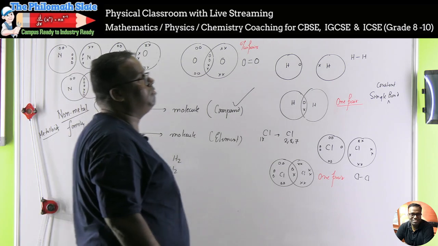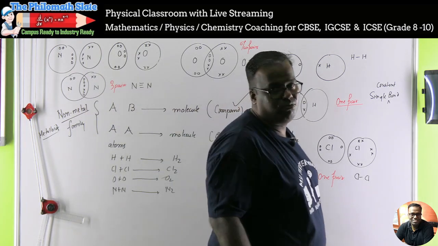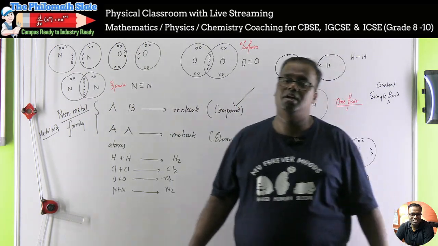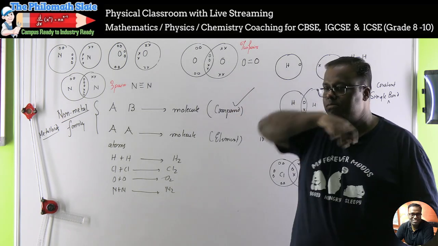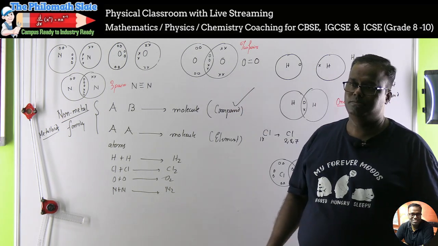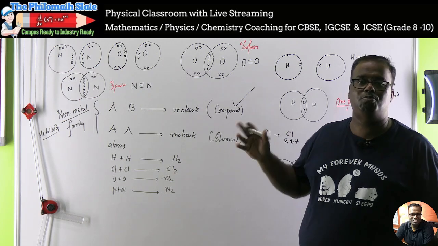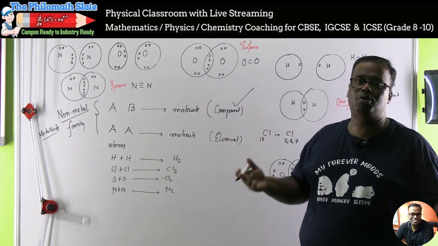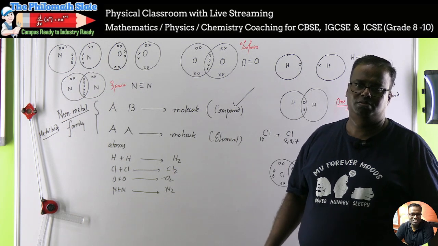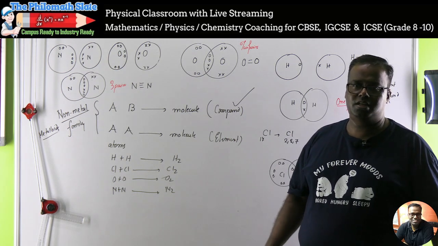The maximum number of bonds that can form between two similar atoms are how many? 3. 4 cannot be formed. 4 will not happen. It is allowed, but it will not happen for you. 8 will not form, it won't happen like this.